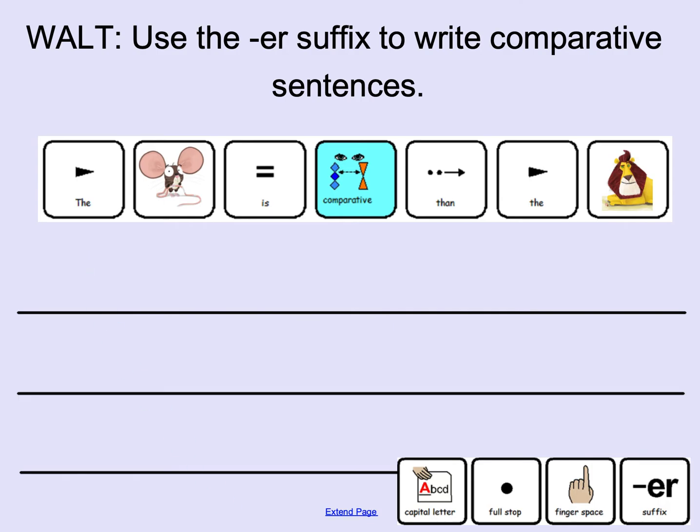Look at the structure of the sentence. This is what it's going to look like. You will start with the mouse. If you're writing a sentence about the mouse, you write: the mouse is, and then you will use a comparative adjective, so an adjective that describes the mouse with the suffix. The mouse is something, then the lion.